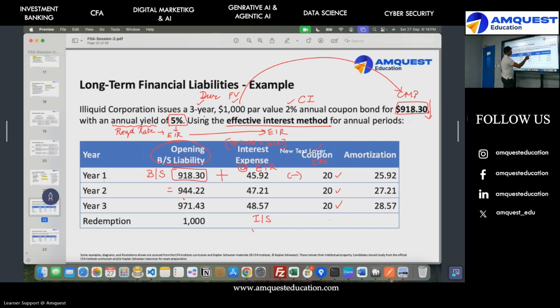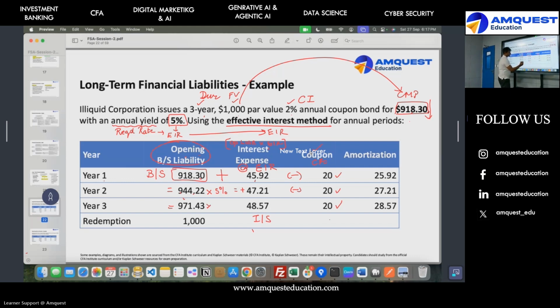What is the effective rate? 5%. Check, do on your calci. 944 into 5% will give you 47.21, which you will add, and you are anyway paying 20, so you will now get 971. Check your calci, everyone. 918 into 5% gives 45. Minus 20 will give 944. 944 into 5% gives 47. Add, you will get 971.